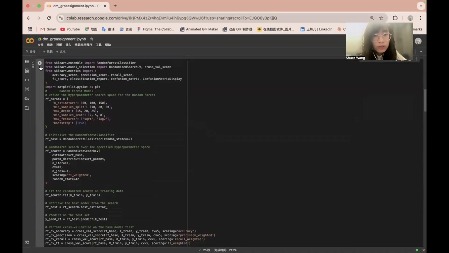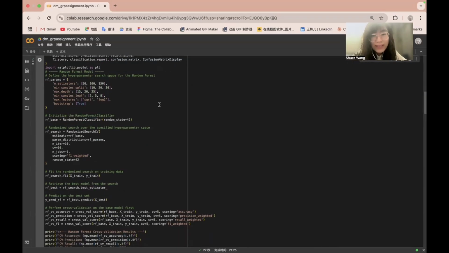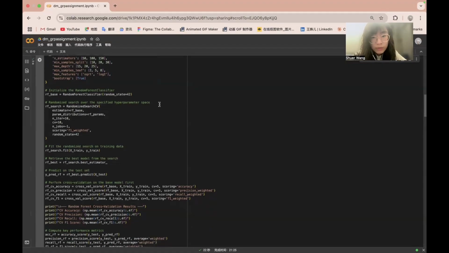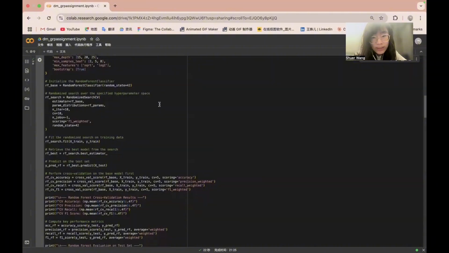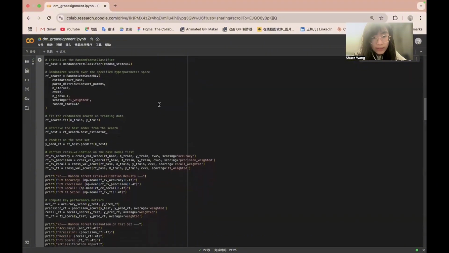The first model is random forest, which trains many decision trees and combines their result for better accuracy. Let's look at the implementation. We imported random forest classifier and used randomized search CV for hyperparameter tuning. By testing 10 different hyperparameter combinations using 10-fold cross-validation, we optimized the model for weighted F1 score. After selecting the best performing model, we trained it on the dataset and made predictions on the test set.